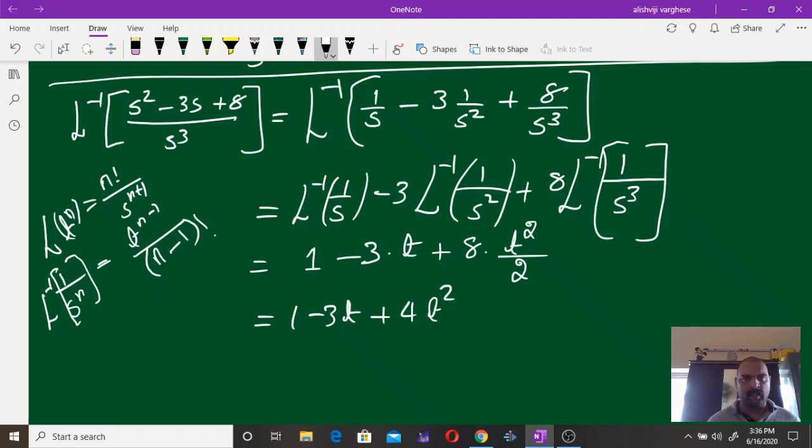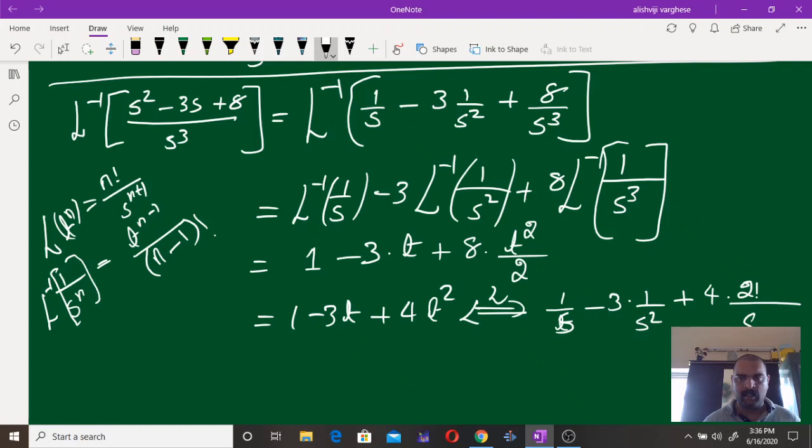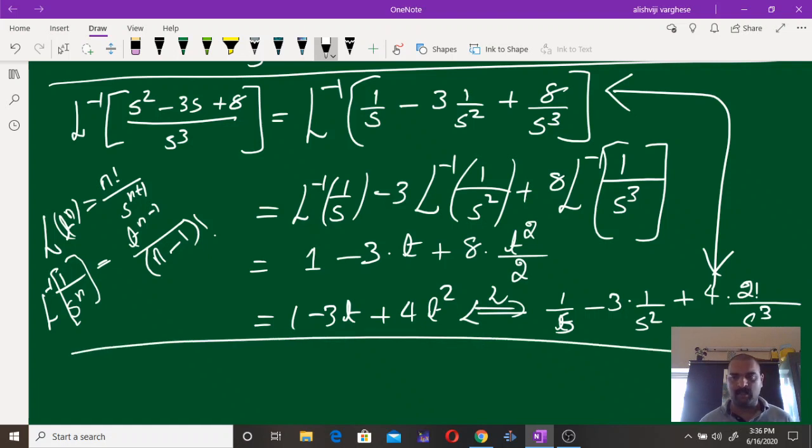4t square. And to cross check it, if we take the Laplace transform, the Laplace transform of 1 is 1 by s, minus 3 into 1 by s square, plus 4 into 2 factorial divided by s raised to 2 plus 1. 2 factorial is 2, so it is 8 by s cube. So this is how we calculate the inverse Laplace transform for this particular case. It's comparatively a simple case.